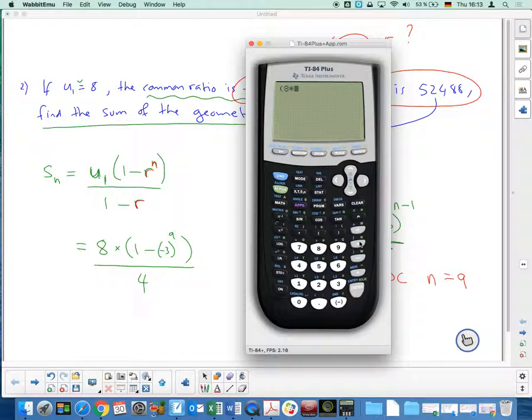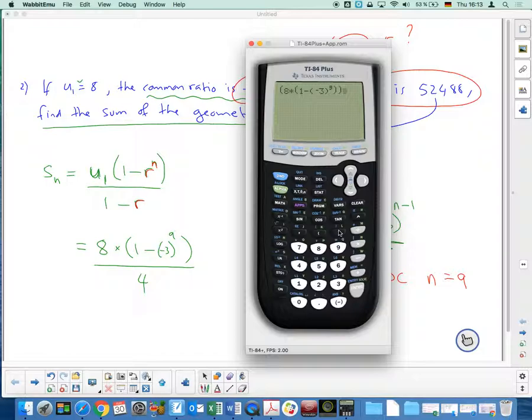8 times bracket. And again, more brackets coming in here because I'm dealing with a negative number. The ratio, common ratio is negative 3, so I've got it inside brackets there. I'm raising it to the power 9. And now I can come out of that power and then I'm going to close that bracket. So what I've actually done here, let's check it, I've done 8 times all of that number there, and then I've got to close the bracket again.